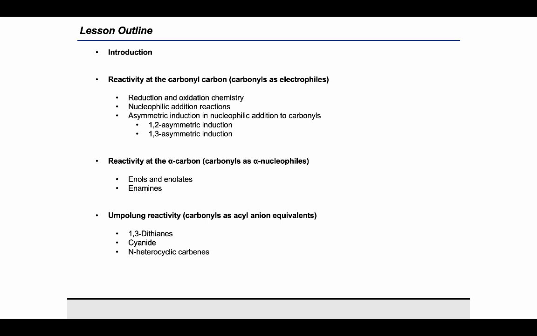Here is a summary of the topics we'll cover in this episode, and there are three general reactivity modes of carbonyls that we'll consider. The first is classical reactivity at the carbonyl carbon, through which carbonyl compounds react as electrophiles. Then we'll look at reactivity at the alpha position, where carbonyls are used as nucleophiles. And third, we'll consider the concept of Umpolung, or polarity reversal, as it relates to carbonyls. This is where strategies are used to reverse the typical electrophilicity of the carbonyl carbon, enabling carbonyls to be used as nucleophilic acyl anion equivalents.